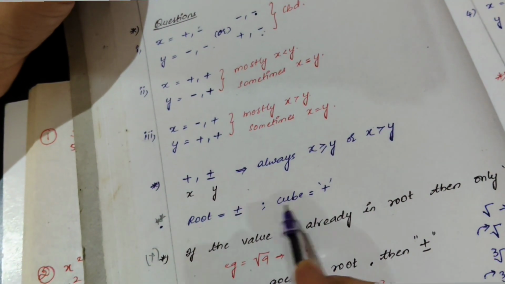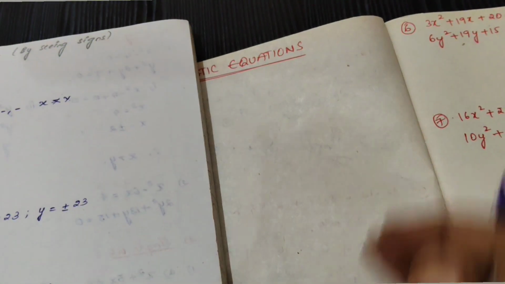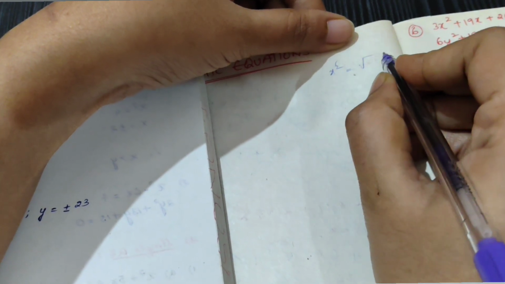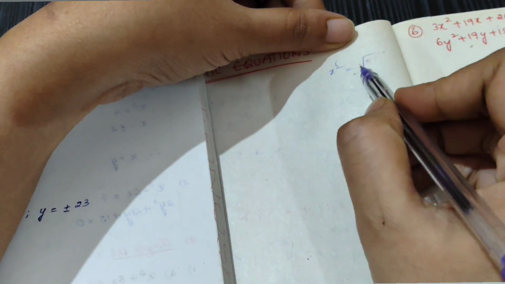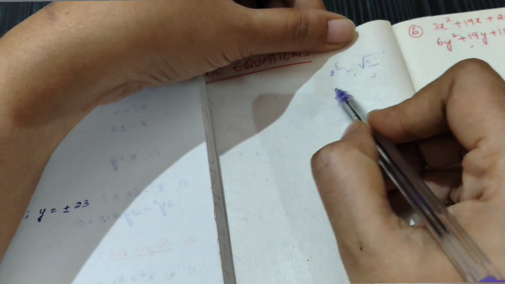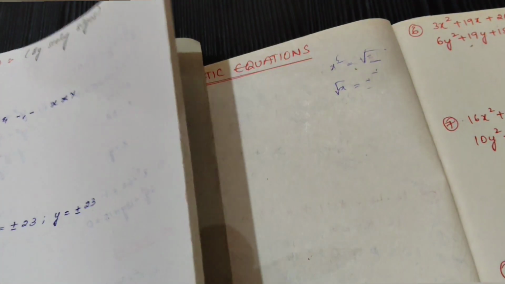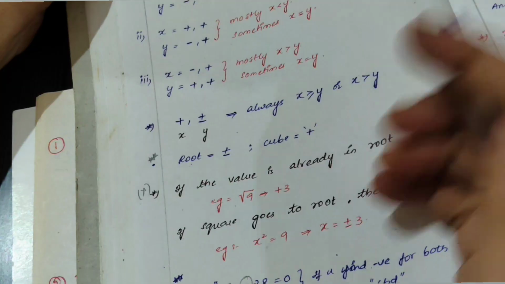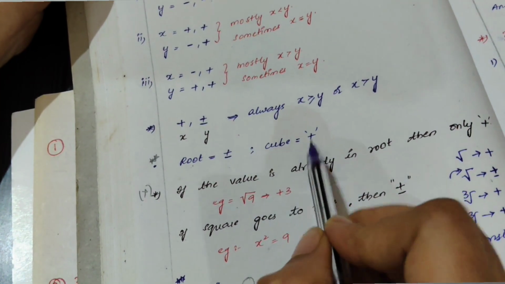And this is very important. Square root and square: if it is a square and it goes to root, then you will get positive or minus. Square means you will always get positive, but if it is root of x and it goes here, you will get either plus or minus. So that is the symbol. If root goes there, you will get both plus and minus roots, but cube only positive.